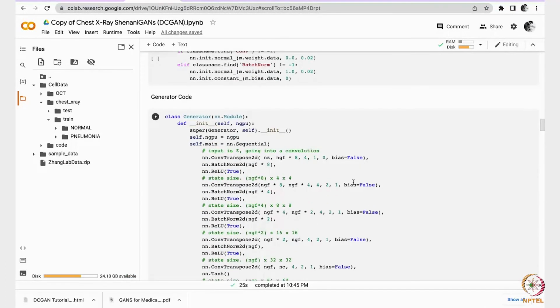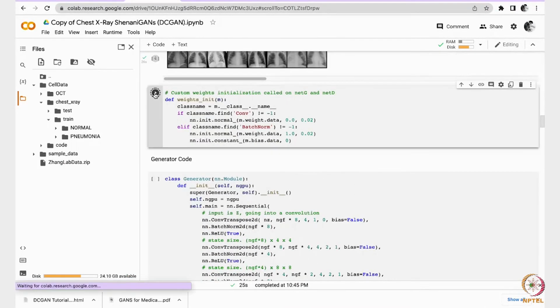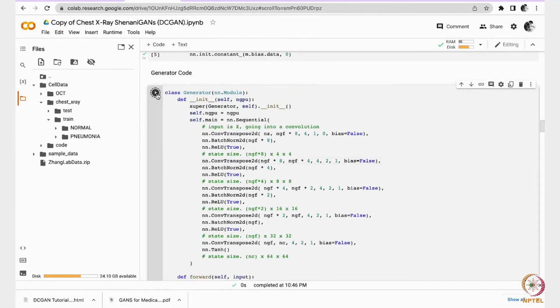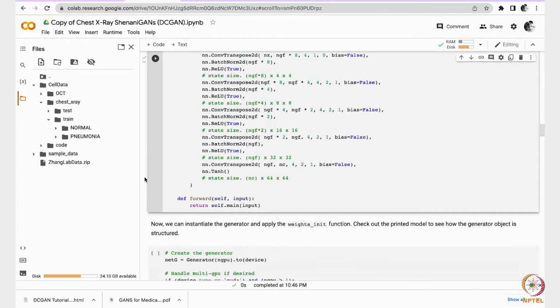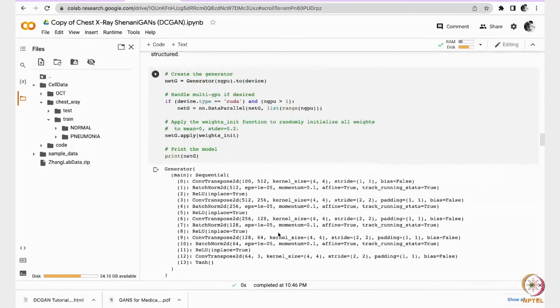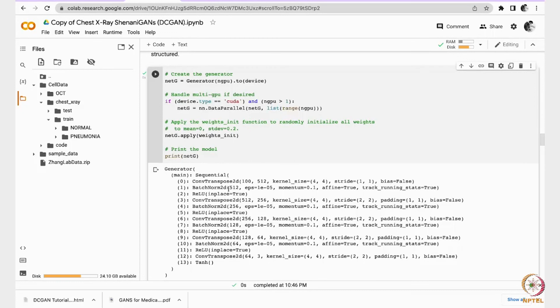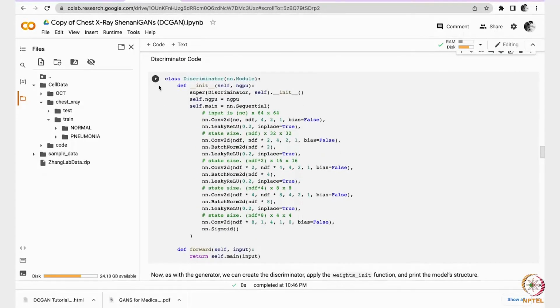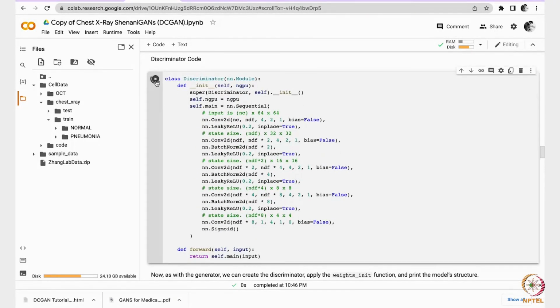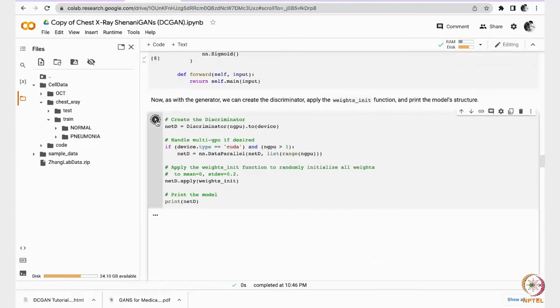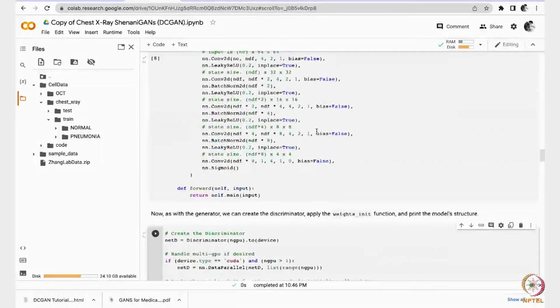Now coming back to custom weight initialization on generator and discriminator. This is the generator code. Next thing is we will convert the generator model into a GPU model. Initialization of weights is also done here. Now coming back to the discriminator block. It has been executed. Similarly, the discriminator.